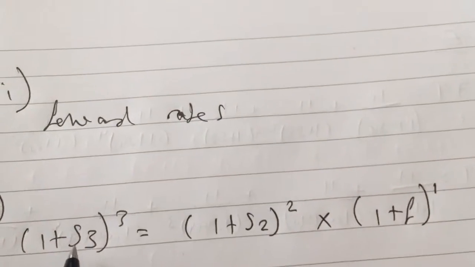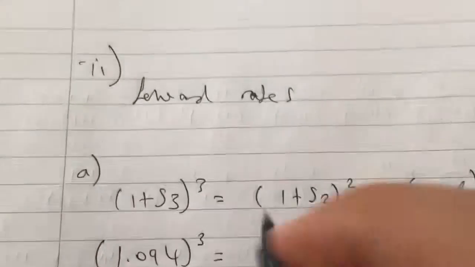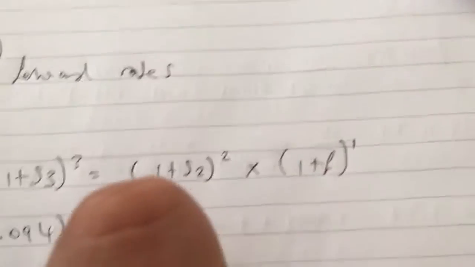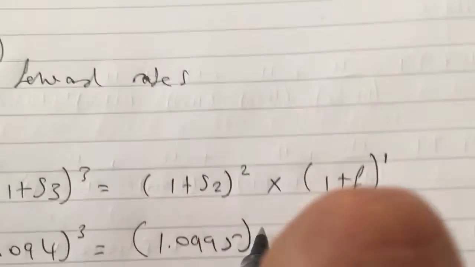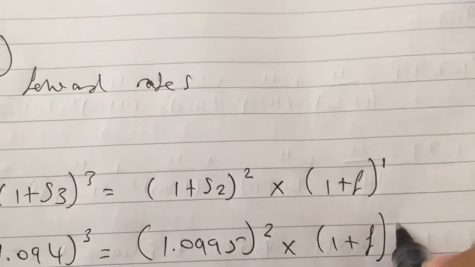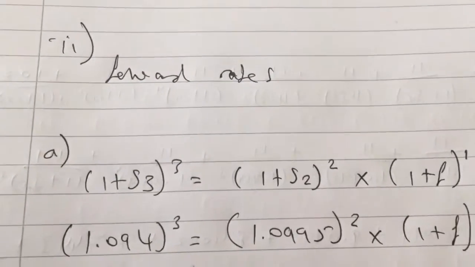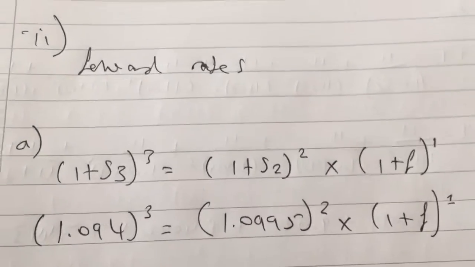We know what our 1 plus S3 is and we know what our 1 plus S2 is because we've already worked them out. So 1.094 cubed equals 1.0995 squared times 1 plus F. We want to work out what F is.